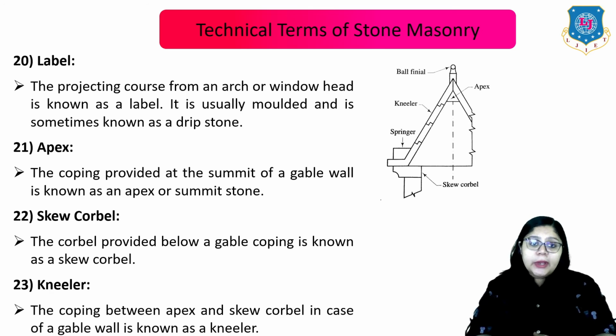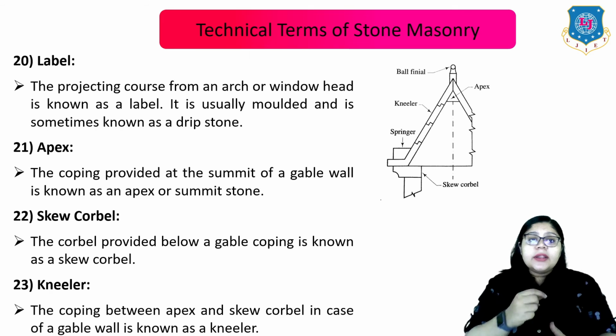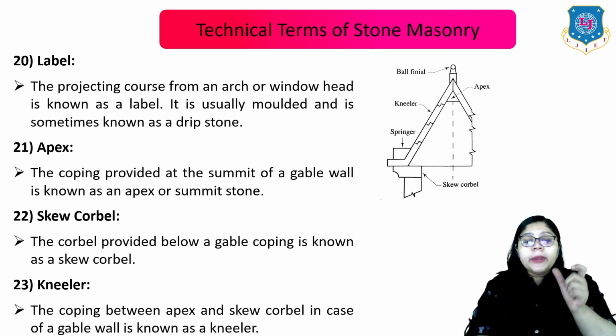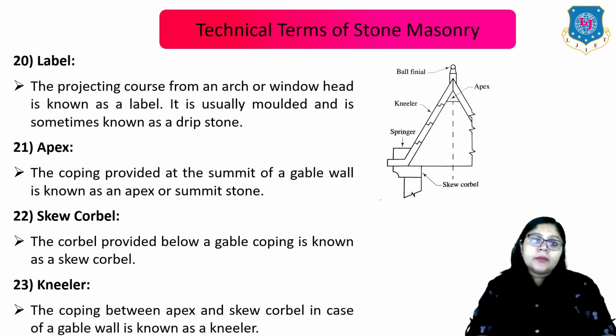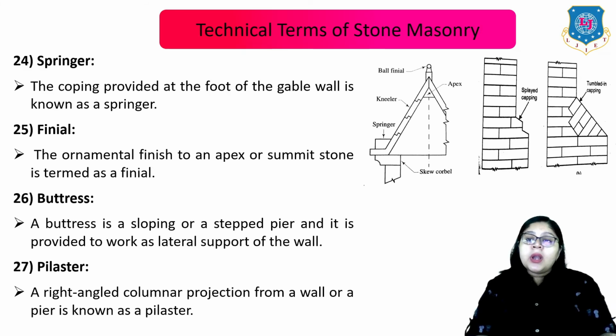Next is the skew corbel. The corbel provided below the gable coping is known as the skew corbel, as shown in this figure. Next is the kneeler. The coping between the apex and the skew corbel in case of a gable wall is known as the kneeler, as shown in this figure. The inclined portion is the kneeler between the apex and the skew corbel. Now the next term is the springer. The coping provided at the foot of the gable wall is known as the springer, as shown in this figure. Below the kneeler it is the springer.